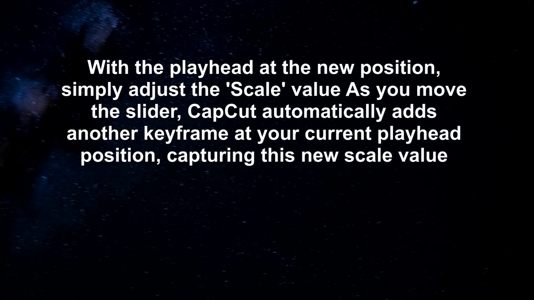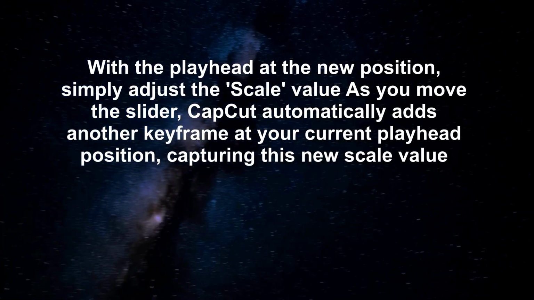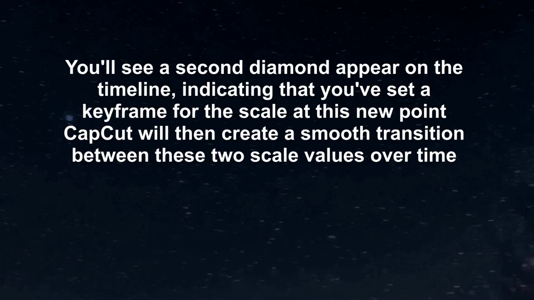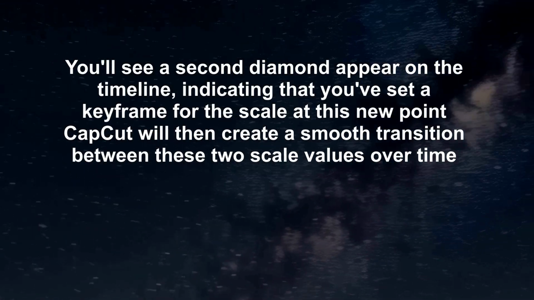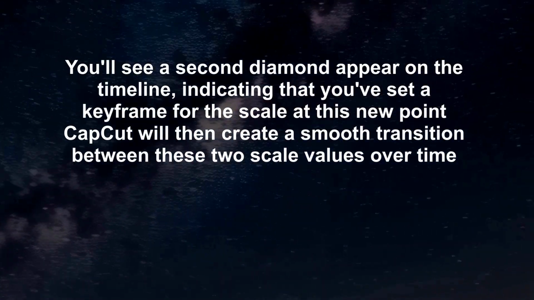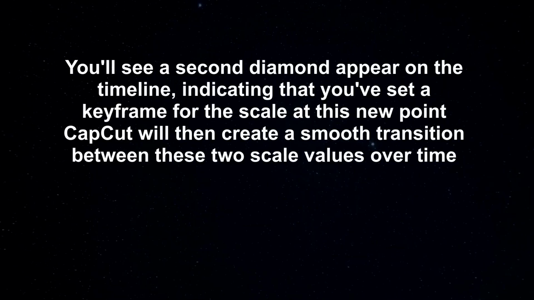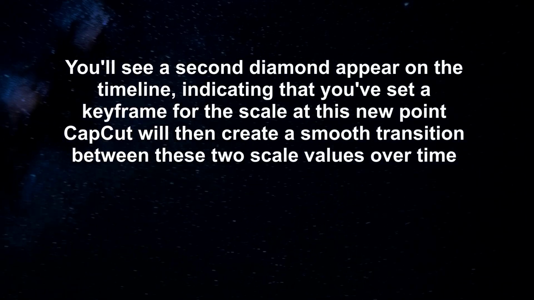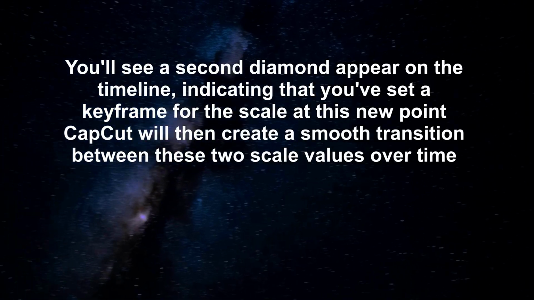CapCut automatically adds another keyframe at your current playhead position, capturing this new scale value. You'll see a second diamond appear on the timeline, indicating that you've set a keyframe for the scale at this new point. CapCut will then create a smooth transition between these two scale values over time.